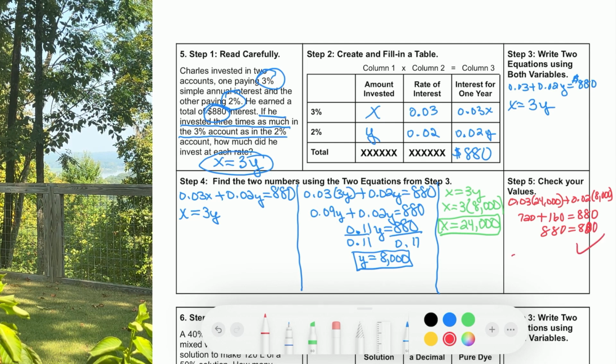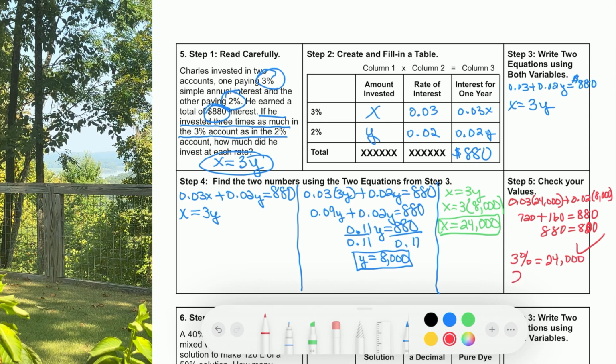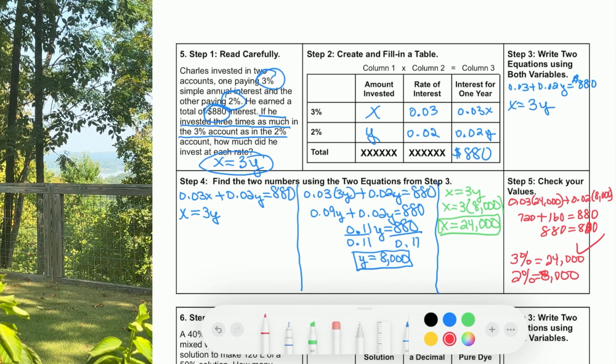So I'm going to write out my answer. 3% is the 24,000. 2% is the 8,000.